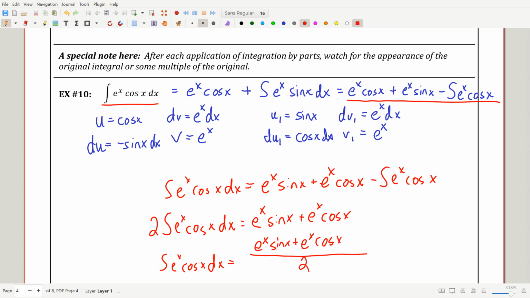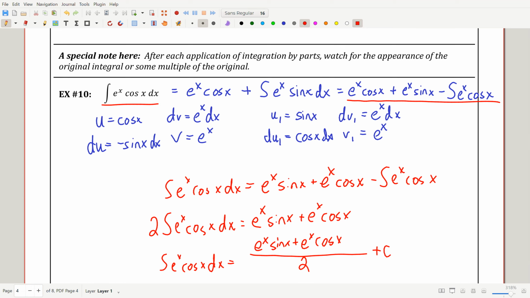Make sense? It doesn't feel right. I mean, everything's equal, so it has to be. Yeah, plus C. That's why it didn't feel right, right? I said it didn't feel right because it didn't have its plus C. Yes, plus C. Absolutely.